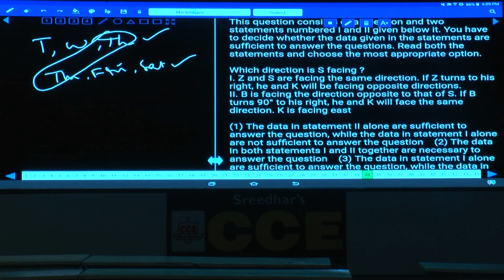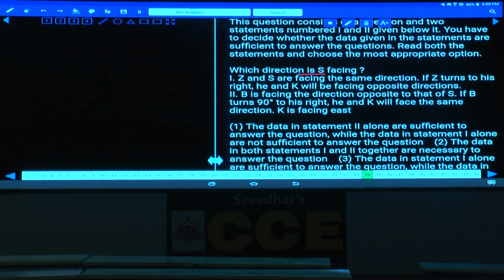Then question number 34. Which direction is S facing? Now we need to identify the direction in which S is facing. Z and S are facing the same direction. If Z turns to his right, E and K will be facing opposite directions. Now here in condition number 1, no specific direction is clearly given. If east or west or north or south was given, then we could determine it. As no specific direction is given for any person, 1 alone is not sufficient.